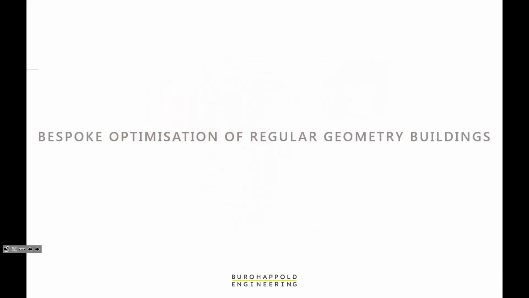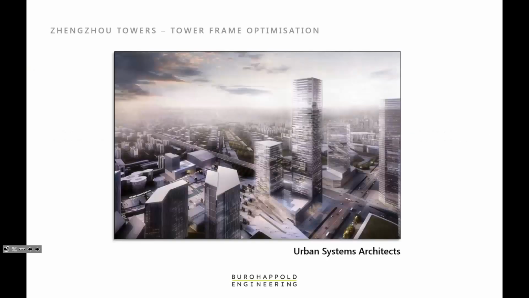A lot of the time in our practice, people say, well, that's fantastic, but my project is really, really simple geometry, so none of this really helps me. But actually, you can use a lot of these techniques on more repetitive or simple geometry. On this project, another project in China, in Zhengzhou, we were employed by Urban Systems Architects in London, really great architects, to specifically look at the perimeter frame and make it look like it was doing its structural job, including seismic loads and wind loads.